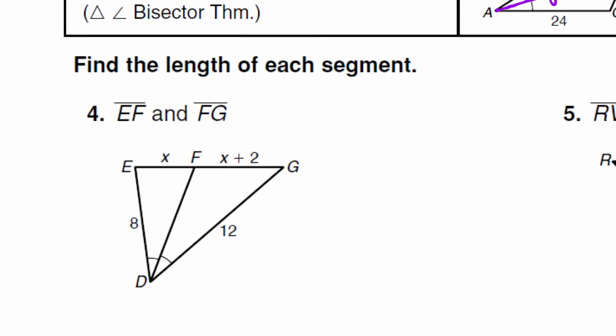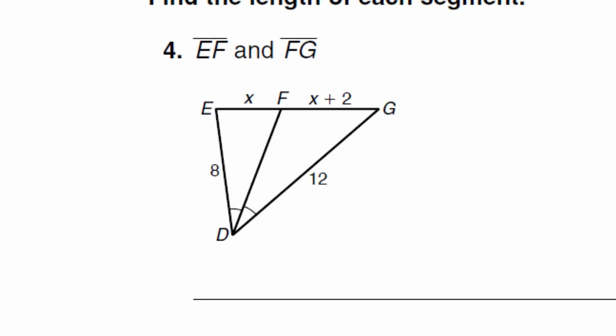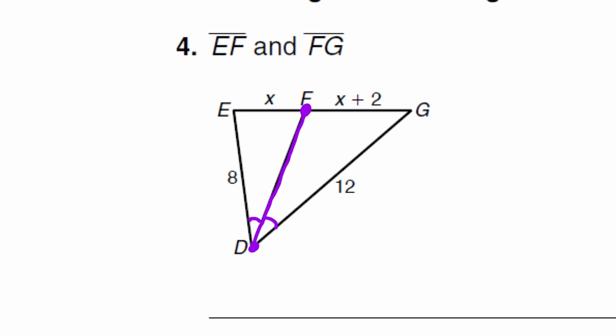Okay? And so that's what's happening down here on number 4. This DF is the angle bisector in this situation. You know it's the angle bisector because that angle and that angle are congruent. That's what a bisector does, it makes two congruent pieces. There's definitely more than one way to set this up and multiple ways to look at it. I'm just going to do it like this. So the x relates to the 8 in the same way that the x plus 2 relates to the 12.